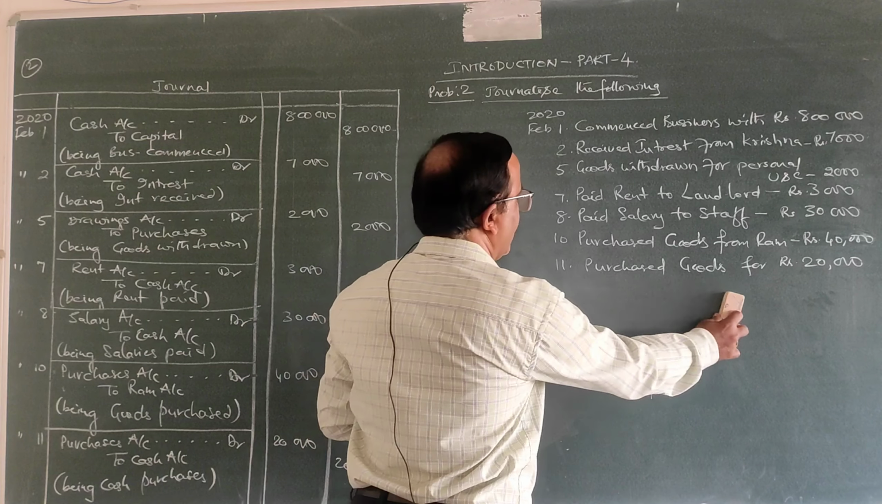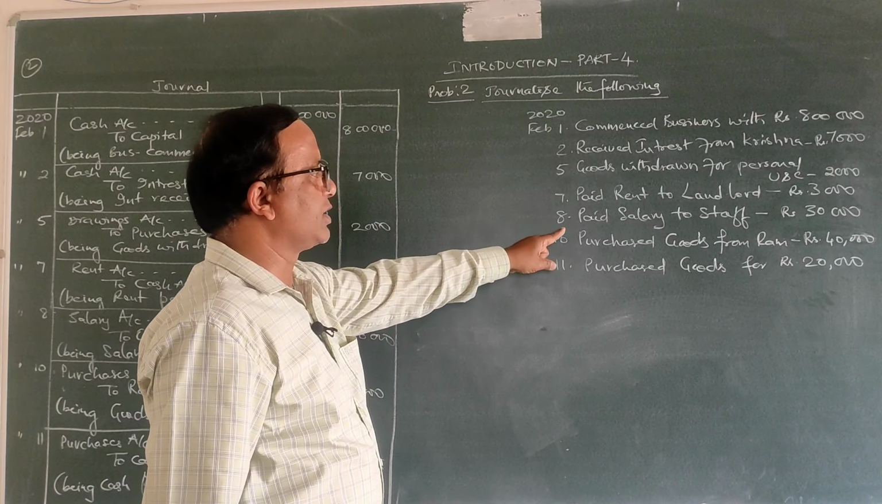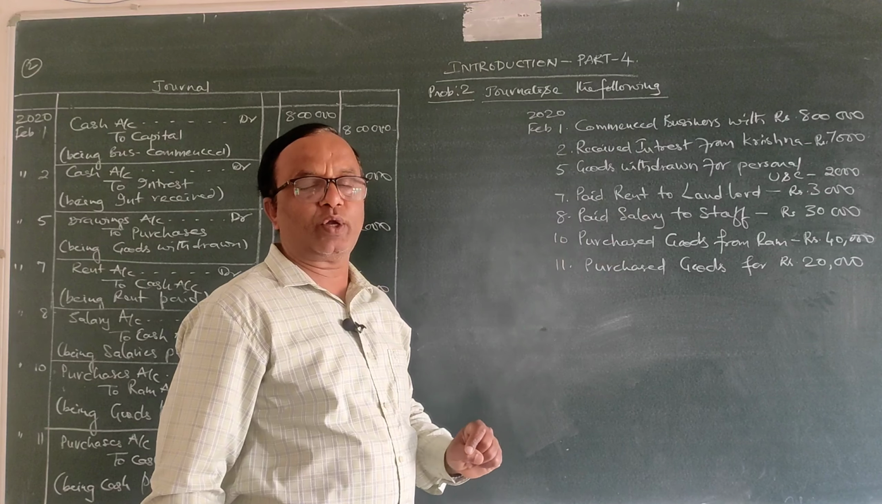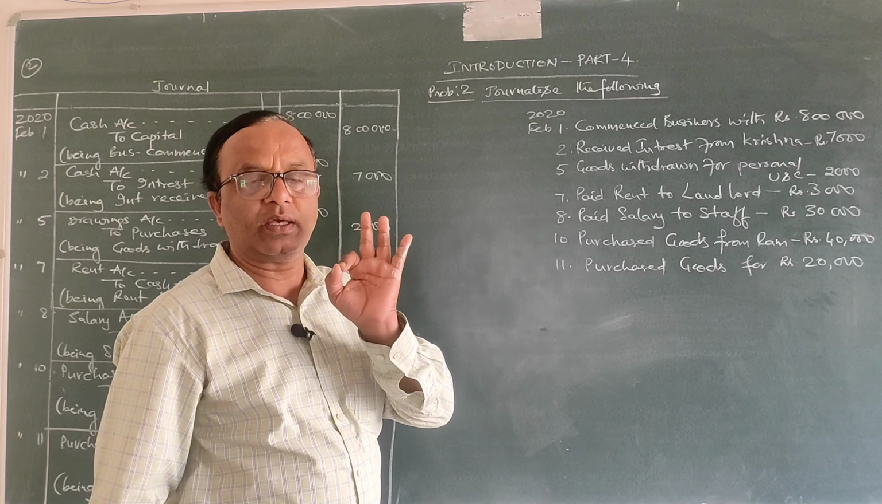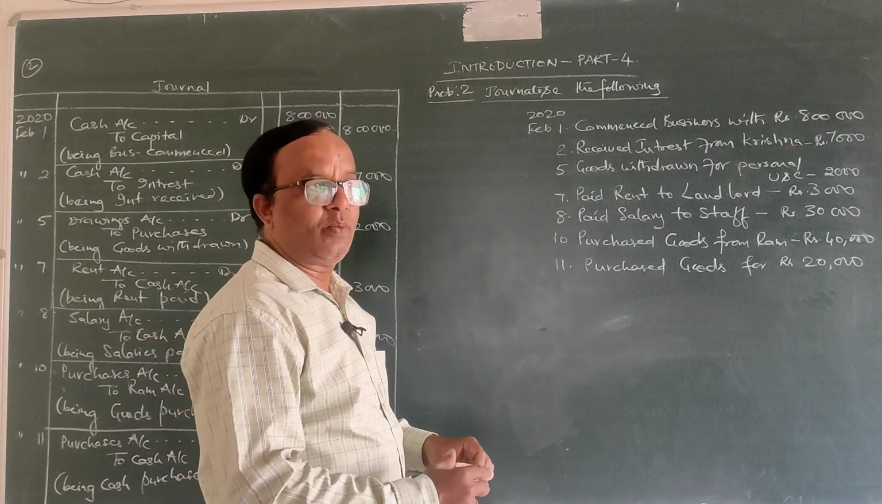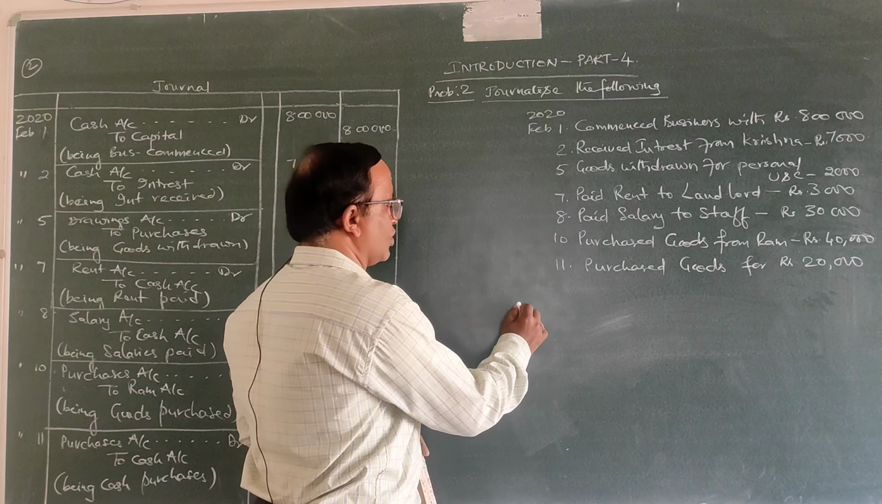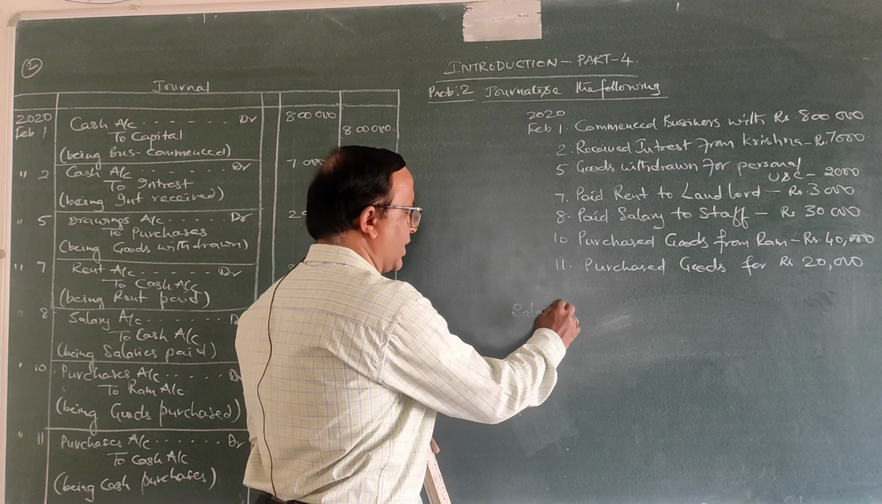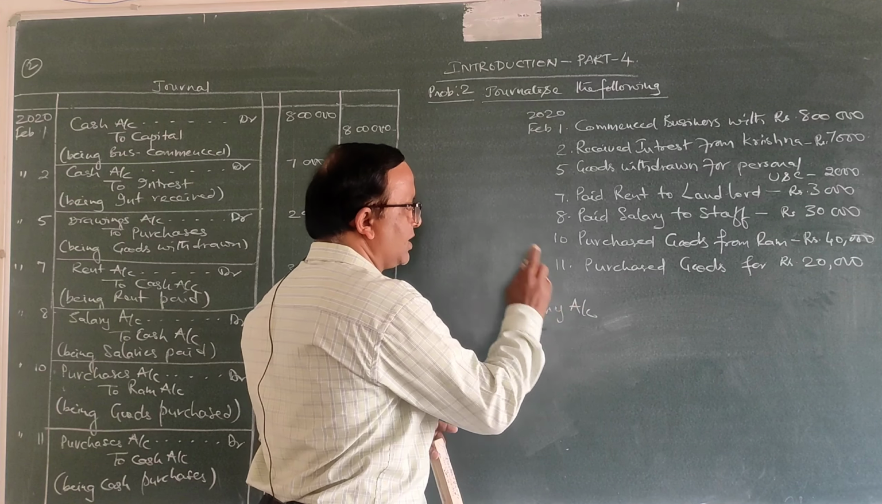Now observe. Next transaction, paid salary to staff. What have you paid? You have paid salary. You, meaning the business, has paid salary. So salary, what is it to the business? It is an expense. So that expense account should be affected. So the account affected will be the salary account.